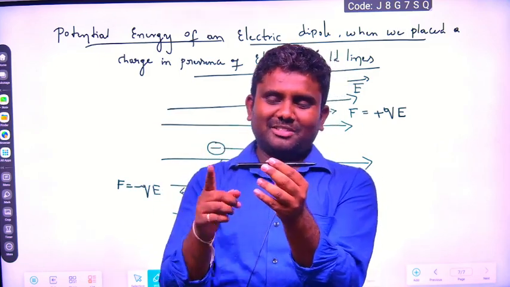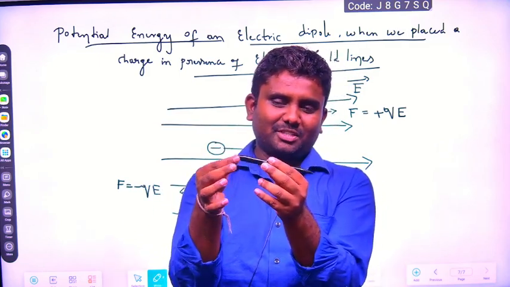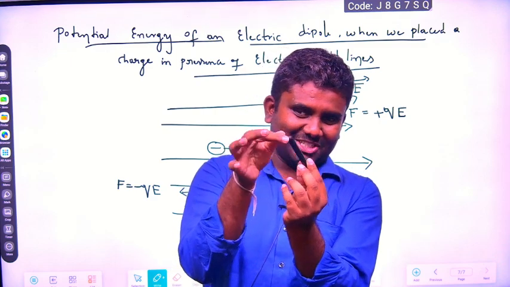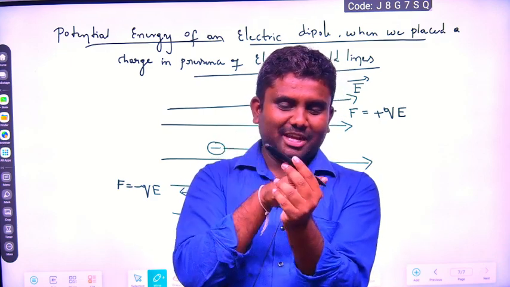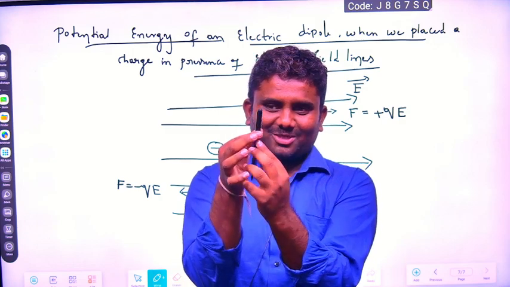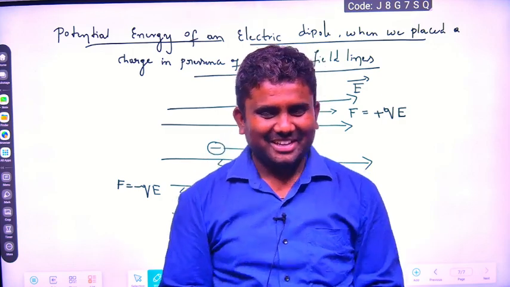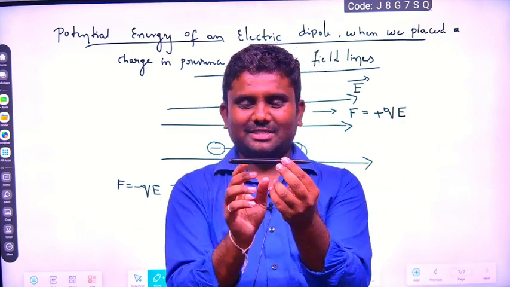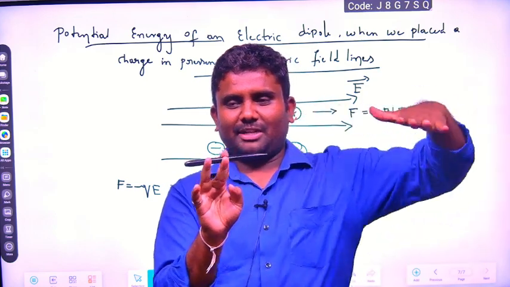Now, what will happen? This is a positive charge. A positive charge will experience a force in the direction of the electric field. This negative charge will experience a force in the opposite direction. That's why it will rotate like this. Understood? This is just an example, where the electric field is coming in this direction.